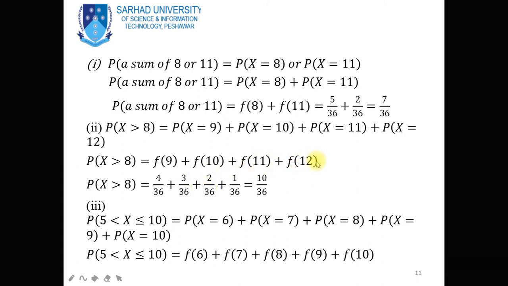Now the sum of darts is 12. In this case we have only one outcome, 6 and 6. So 6 plus 6 is equal to 12. Since we have only one outcome, the probability is 1 over 36. Now the sum of all the probabilities for x greater than 8, adding all these probabilities, we obtain 10 by 36.